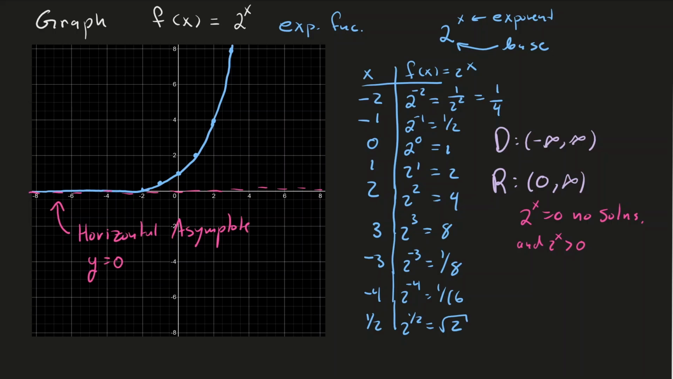And then from this we see that there's no x-intercept. It never crosses the x-axis, and our y-intercept is in fact right there. So our y-intercept is the point 0, 1. And the next thing you can kind of see here is that this thing looks like it's going up. I'll call this increasing.